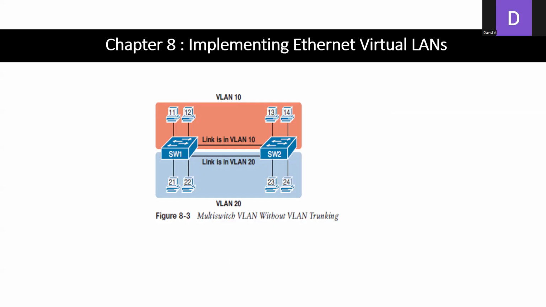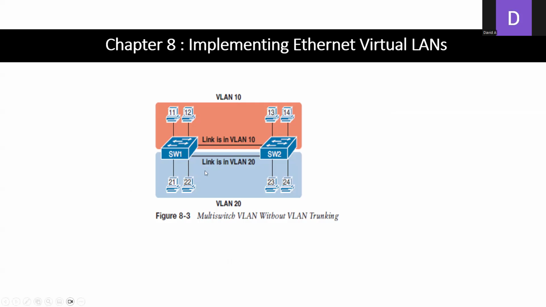But we have to understand something. It does work, and here's what I mean when I say it works. PC11 can definitely send a frame to PC14. It's going to flow through switch one over the top link. This is not a trunk. This is just a link. All it does is require one physical link between switches to support every VLAN.